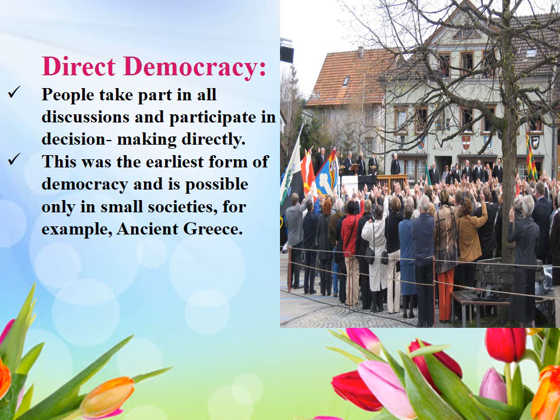First one is direct democracy. That is, people take part in all discussions and participate in decision making directly. This was the earliest form of democracy and is possible only in small societies. For example, ancient Greece.